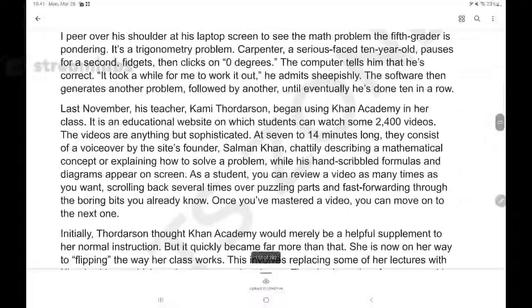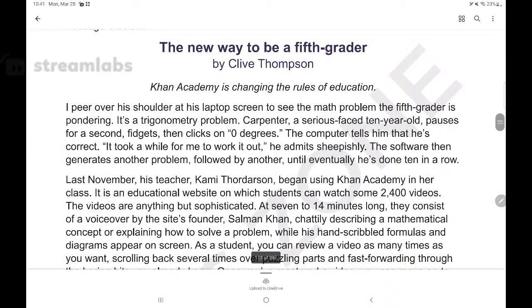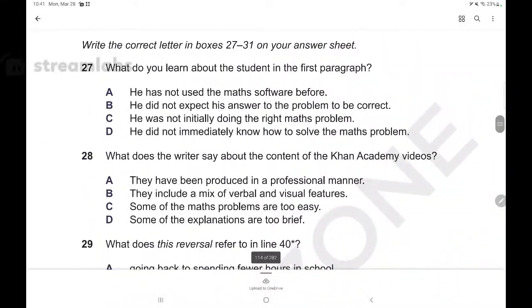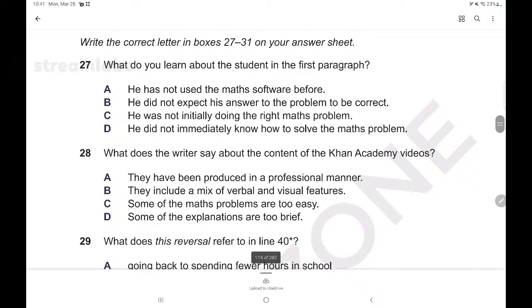Did he say how many times he used it before or whether he used it or not? I think we don't know if he used it before or not. How about B? That he didn't work it out first, like he didn't successfully begin doing math. Yes. How about C? He was not initially doing the right maths problem. So instead of question number 55, he was doing 56. C is saying that, but we don't know which question he was doing.